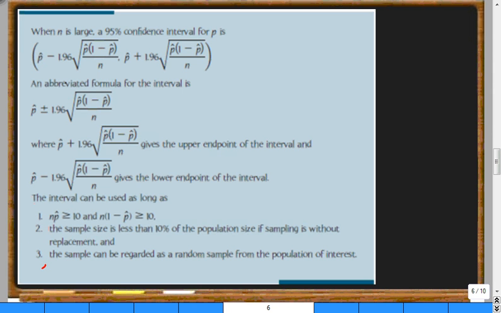And then also you need to know that the sample can be regarded as a random sample, so that it was selected from a random group, whatever our population is. Whatever population you're considering, the sample needs to be taken randomly in order for this to be used and to be as accurate as possible.